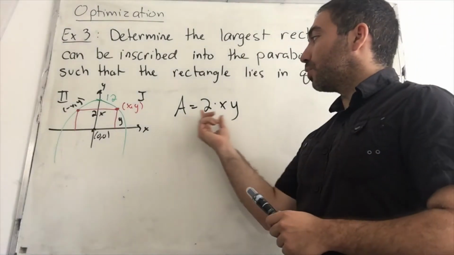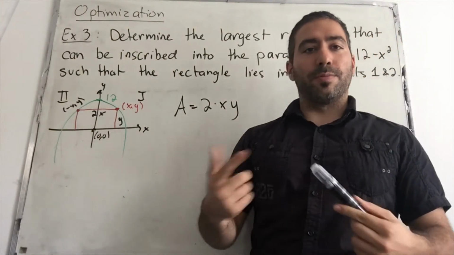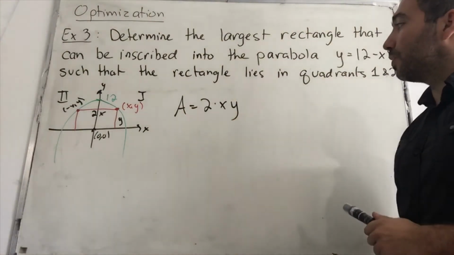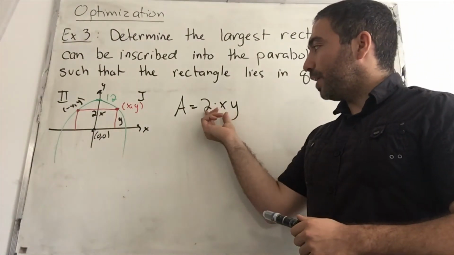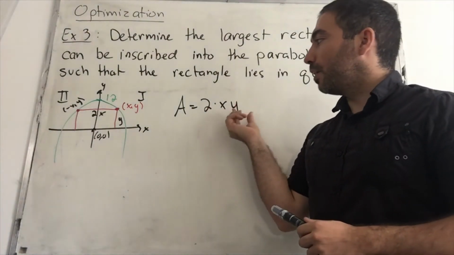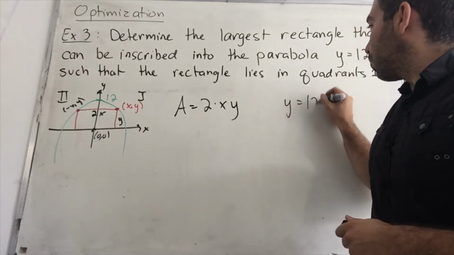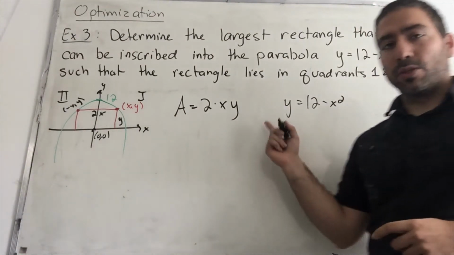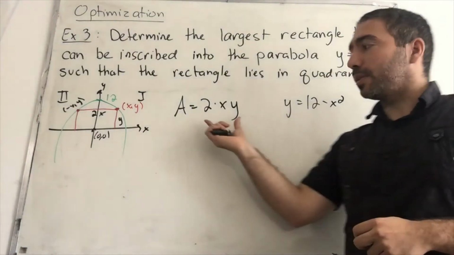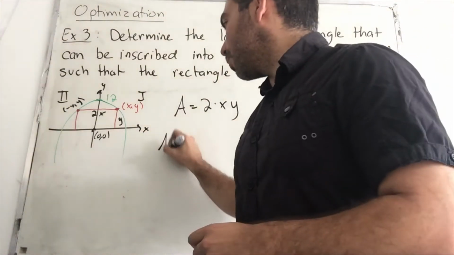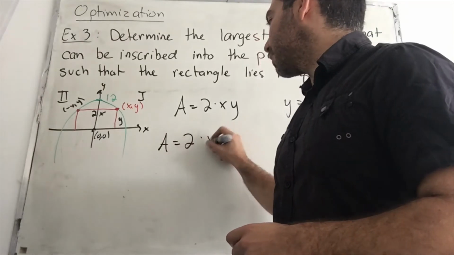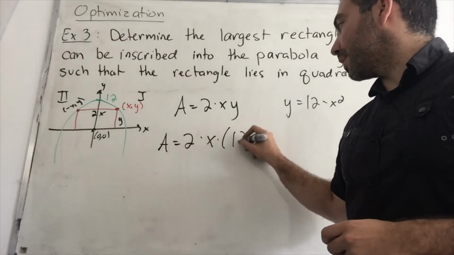So we get the area equals 2x times y. Again, we have to express this in terms of a single variable. So what else could we use? Well, we want to get rid of the y. What's the y equal to? Well, they give us the equation: y equals 12 minus x squared. So we're going to directly substitute the equation of the parabola into our function. So we're going to express the area as A equals 2 times x times 12 minus x squared.